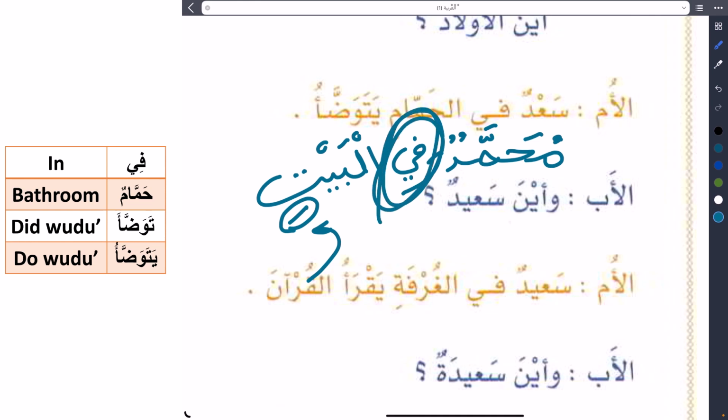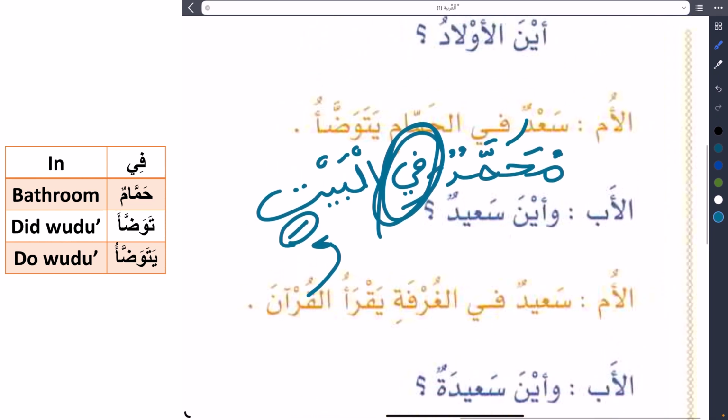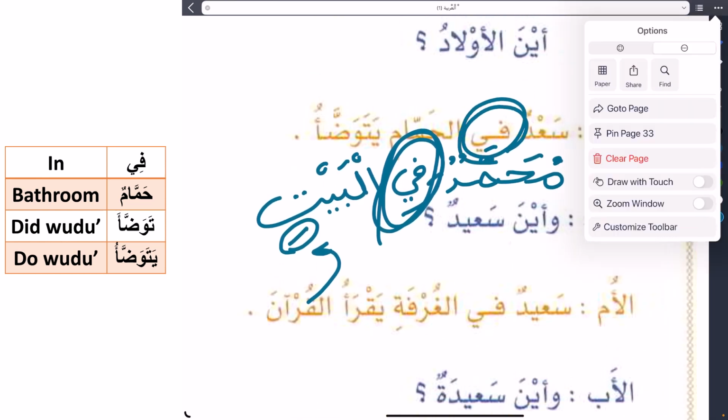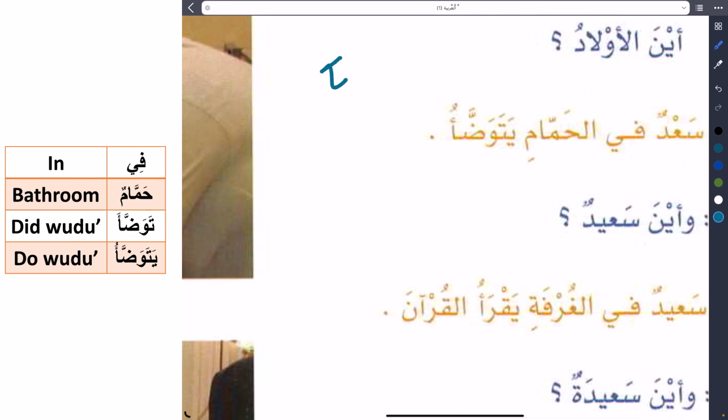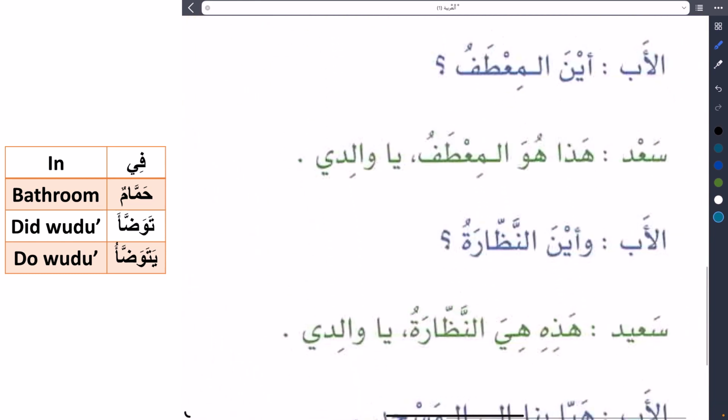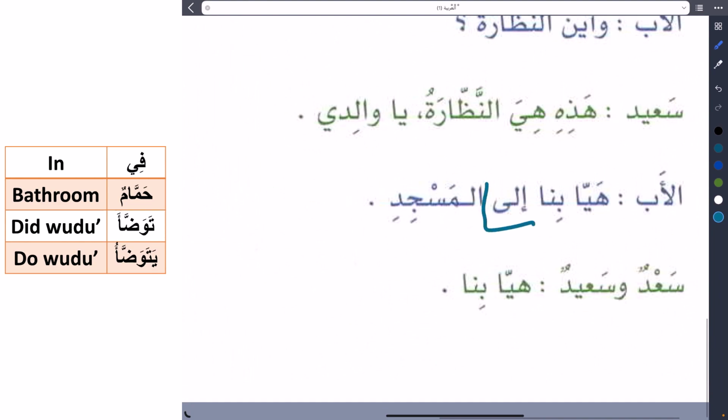What about other prepositions? Do we need to study them all now? We say no. In this lesson, we will study 2 of them. And in the next classes and lessons, we will study them one by one. So, in this lesson, we have fi. That means in. Let's write it here. In, fi. And we will see now something else at the end of this lesson.